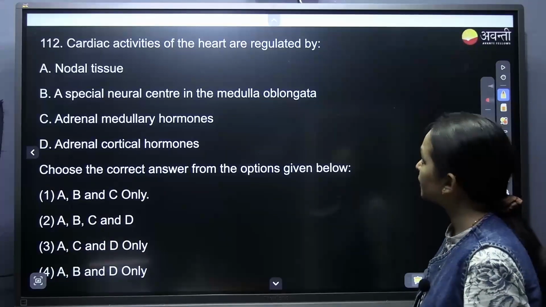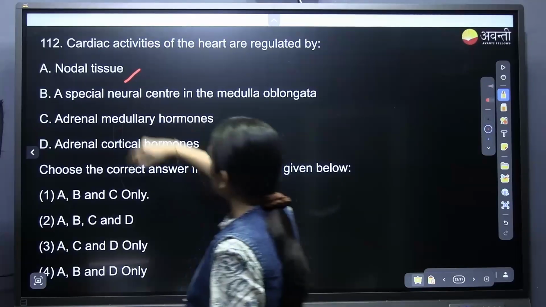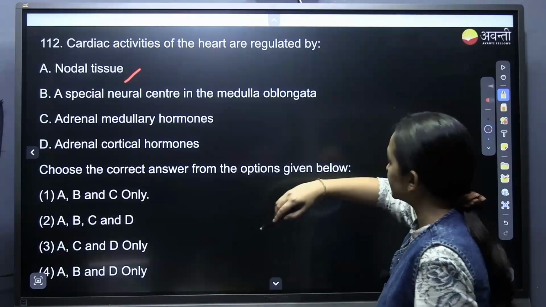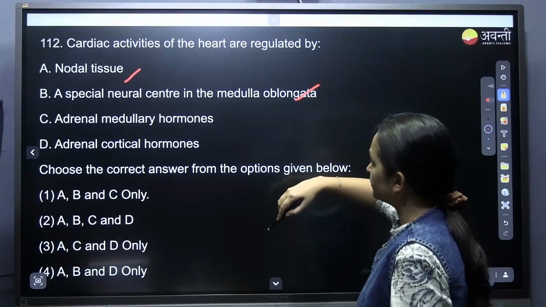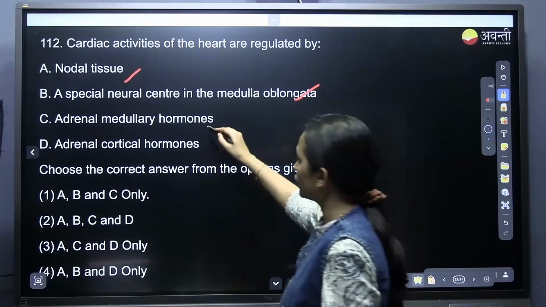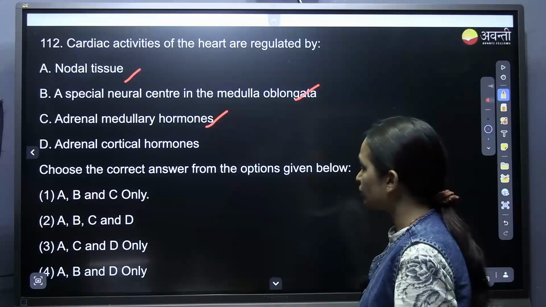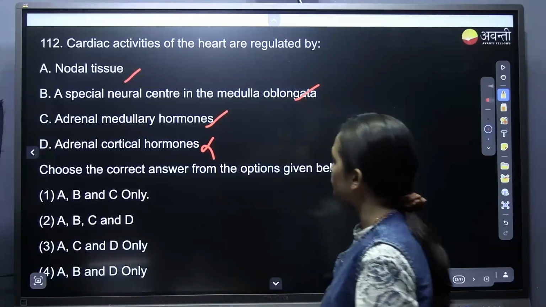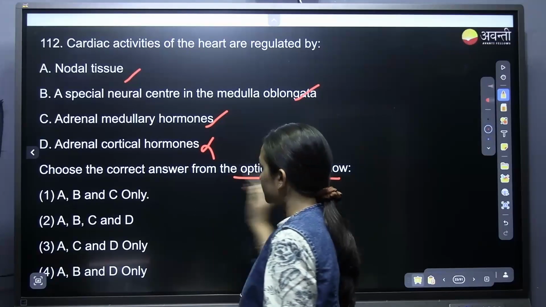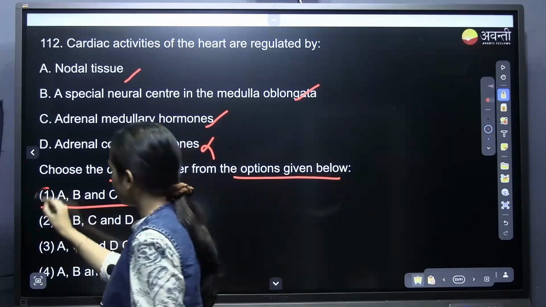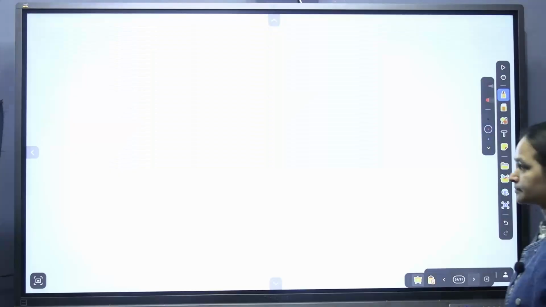Cardiac activities of the heart are regulated by nodal tissue, yes, a special neural center in the medulla oblongata, adrenal medullary hormones like epinephrine, norepinephrine. Adrenal cortical hormones, no, not cortical hormones. So ABC only. Okay, we need to find the correct answer. Option 1 is the correct answer.